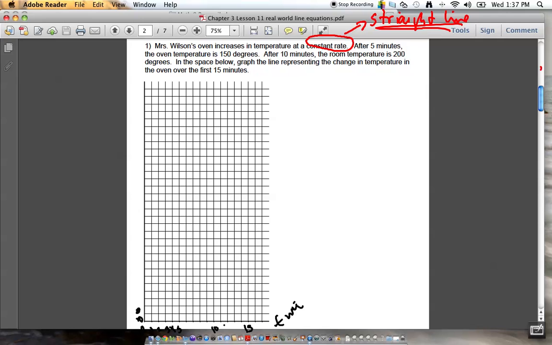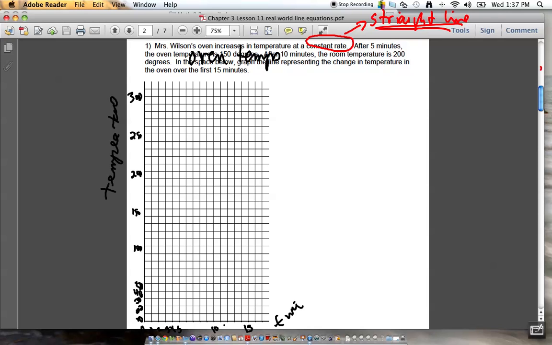150 and 10, 200. 20, 30, 40, 50. It's getting a little crowded, so I'll just go 60, 70, 80, 90, 100. 10, 20, 30, 40, 50. 60, 70, 80, 90, 200. 10, 20, 30, 40, 250. 60, 70, 80, 90, 300. And this is temperature. And this will be all about oven temps.